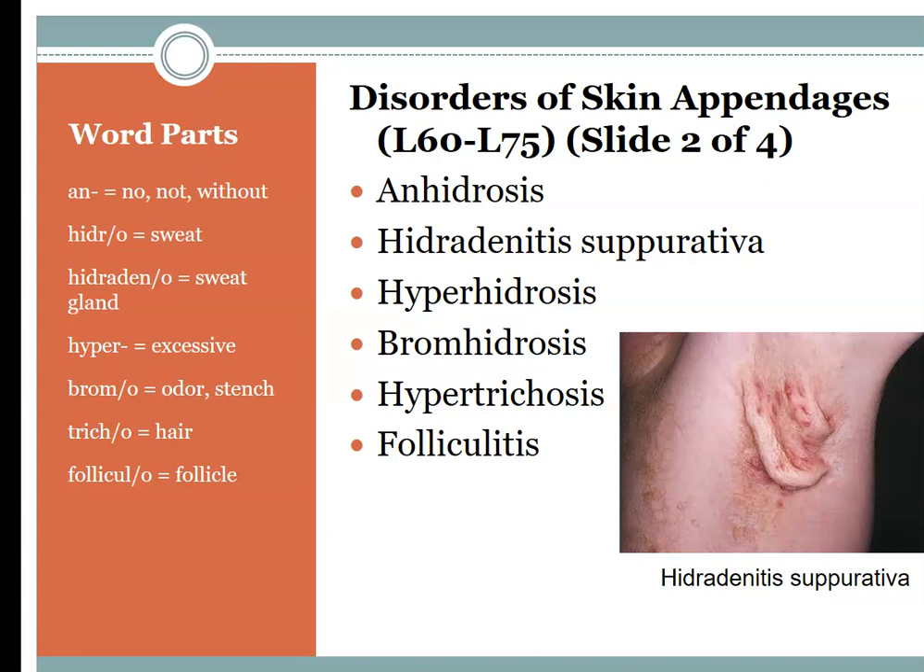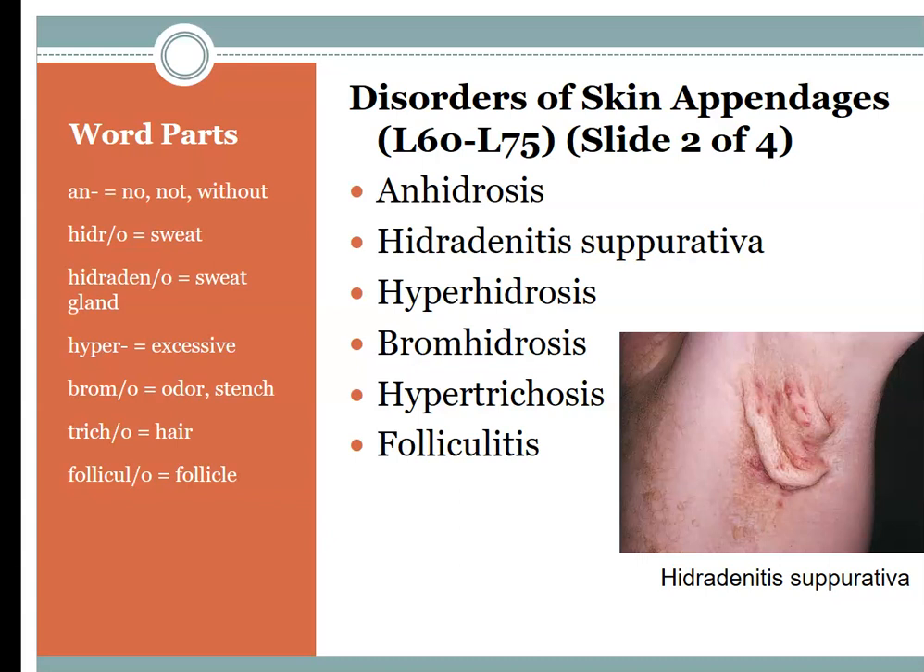Hyperhidrosis is an abnormal condition of excessive sweating. Bromhidrosis is a disorder of the apocrine sweat glands, causing an unpleasant body odor. Folliculitis is an inflammation of the hair follicles, and these inflammations can be superficial or deep, acute or chronic. Acute means they're happening suddenly, right now, while chronic means that it's been going on for a period of time.